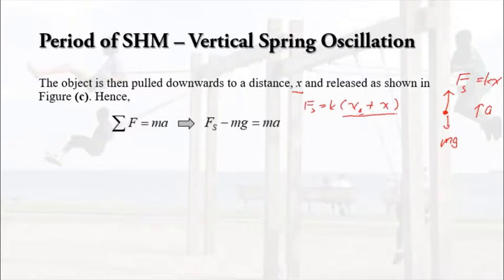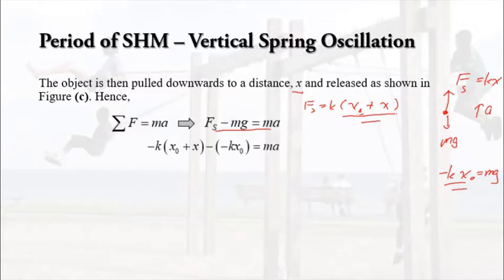Also, in our previous slide, in diagram B, we know that negative kx naught equals mg. So we are going to substitute these two relationships into our equation here. Therefore, you get negative, I missed a negative here, so it's negative k(x naught plus x) minus negative kx naught equals ma. You simplify the equation, you're going to get a equals negative k over m times x. It is exactly the same as the equation that you obtained for your horizontal spring.